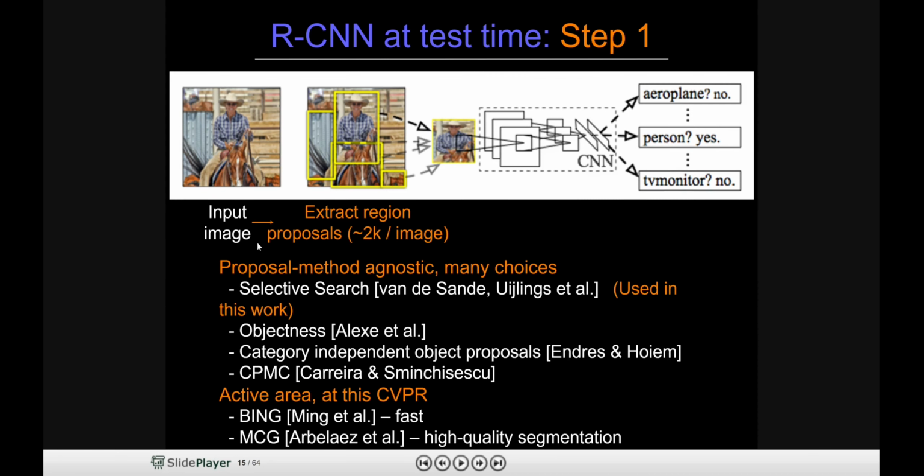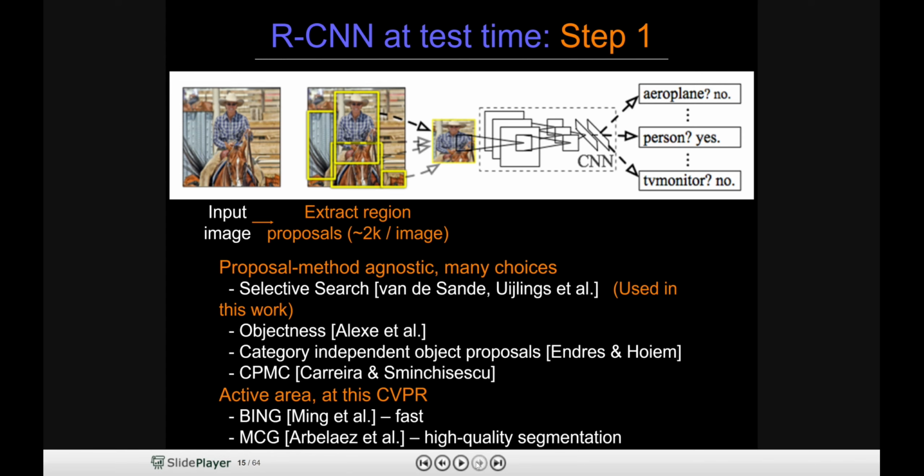So here the first part, step 1, is going to extract the region proposals. The proposal method is used for the proposal regions. They use the selective search method, and the CVPR high quality segmentation. They use the method explained in this paper.